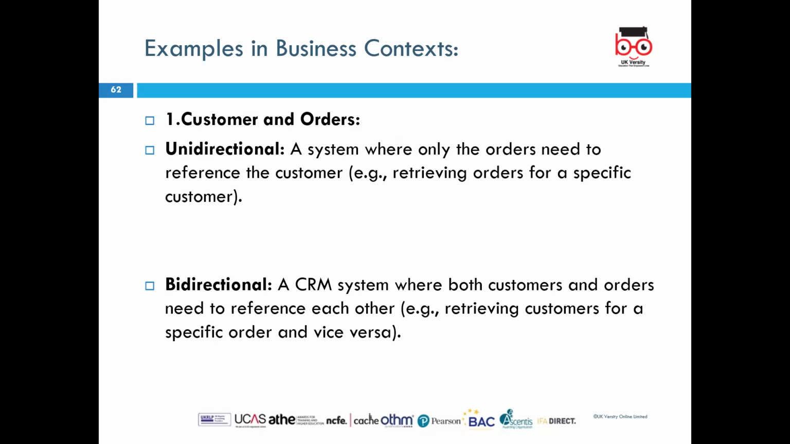So examples of business context would be customers and orders. For instance, in our diagram, when it is unidirectional, we have a system where only orders need to have a reference to the customer, while with the bidirectional, we have a customer relationship management system where both customers and orders need to reference each other.